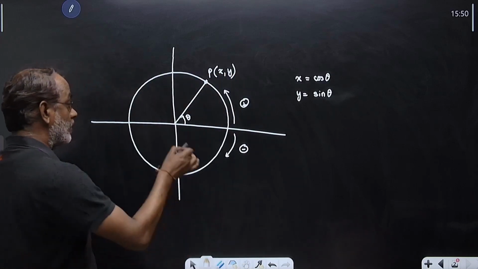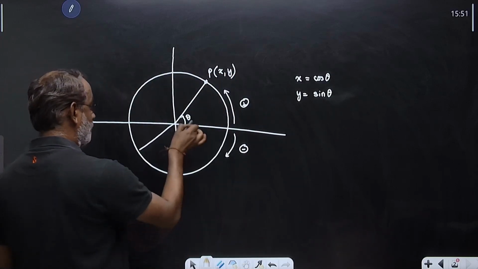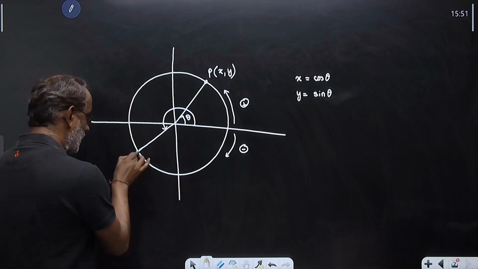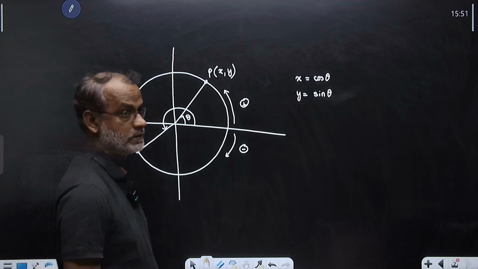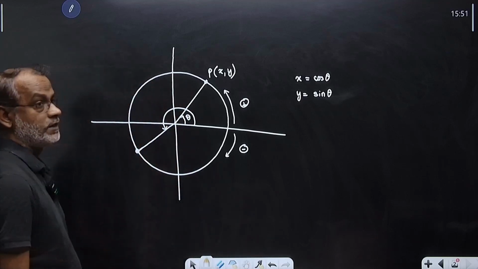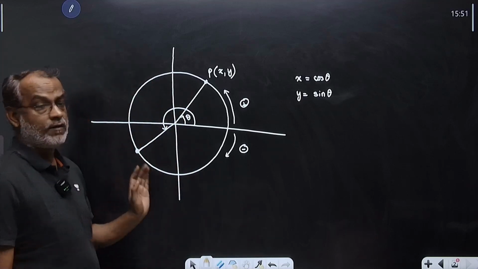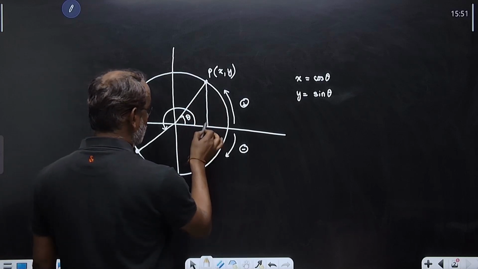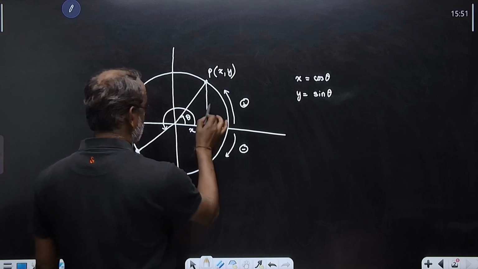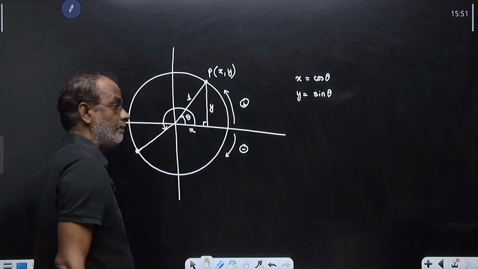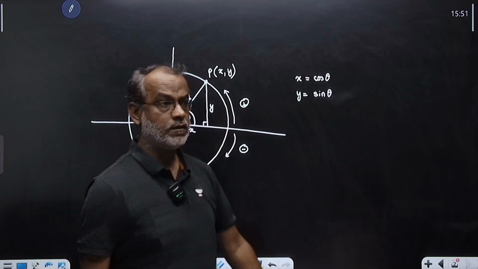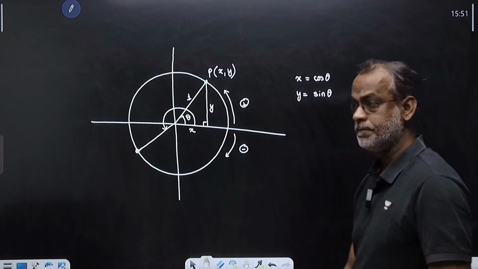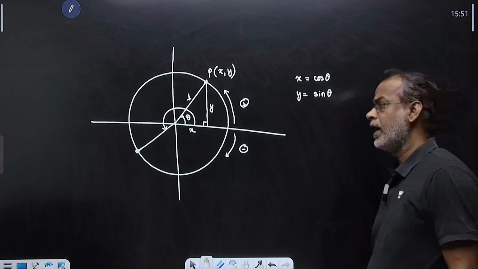Even when you are at this point after moving this much distance, this point will have some x and y coordinates. This too will satisfy that the x coordinate will be cos theta and the y coordinate will be sin theta, and it is in consonance with the definition of sine and cos that we do. This is x, this is y, this is 1. Base upon hypotenuse is cos theta, perpendicular upon hypotenuse is sin theta, tan theta would be y by x.